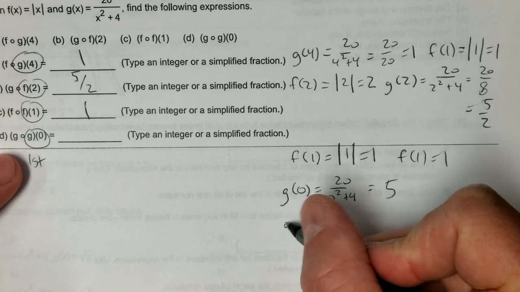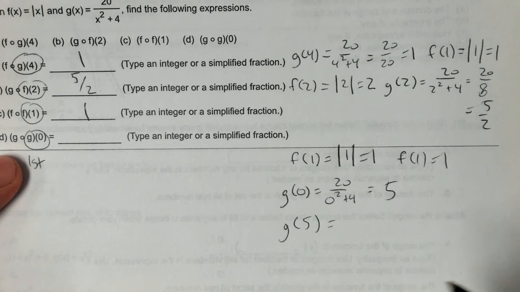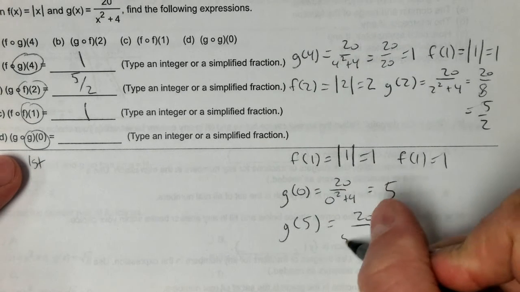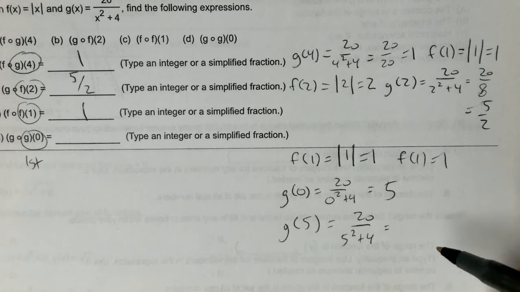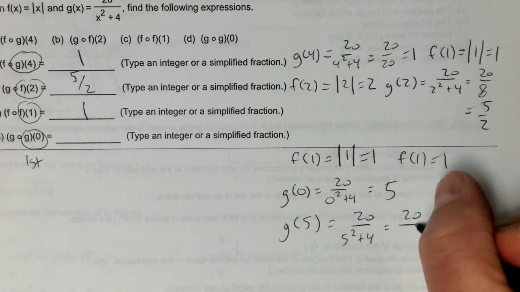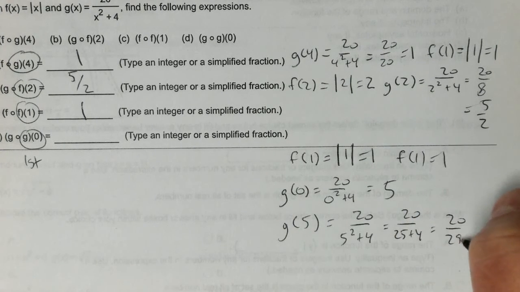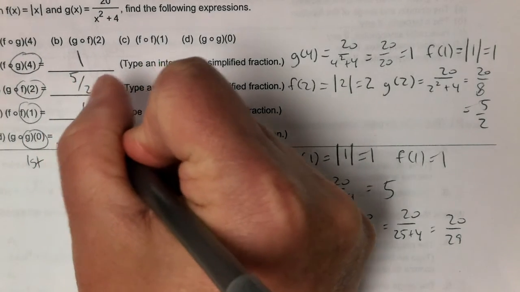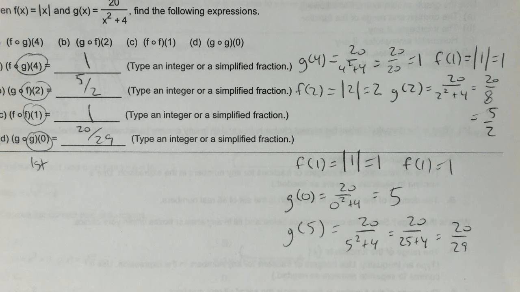And now we're going to do g of 5. So that'd be 20 over 5 squared plus 4. 20 over 25 plus 4 is 20 over 29. So none of those answers were 0. So don't fall in the trap of just because it was a certain number usually means it always is.